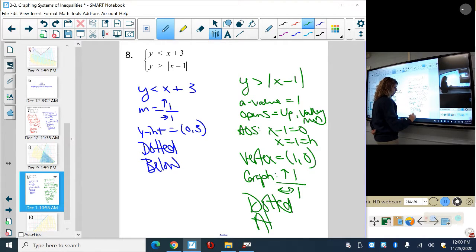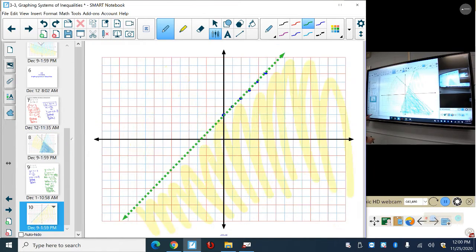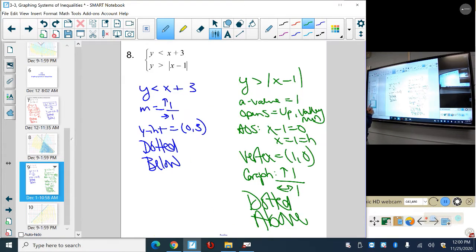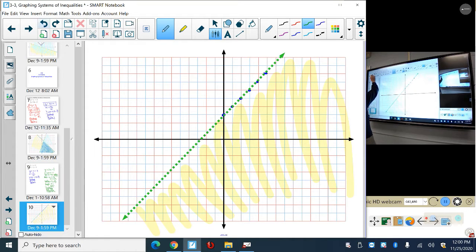And I'm going to shade above it. So let's go ahead and graph this. I'm going to start at 0, 1. I think that's what it was. No, it's not. It's 1, 0. So sorry about that. So it's 1, 0. And my slope is 1. So that's going to be up 1, left and right.